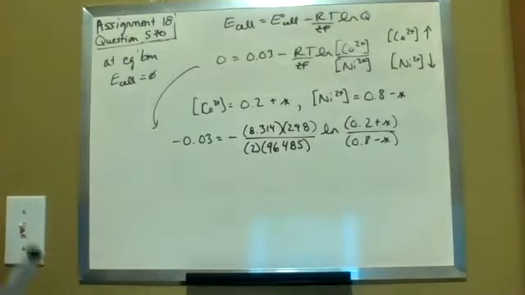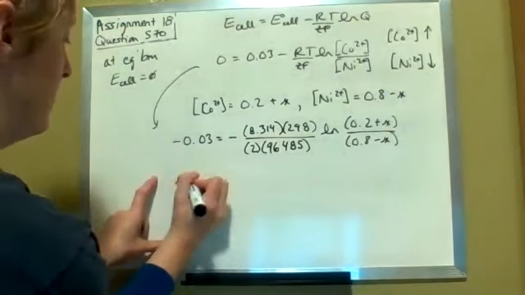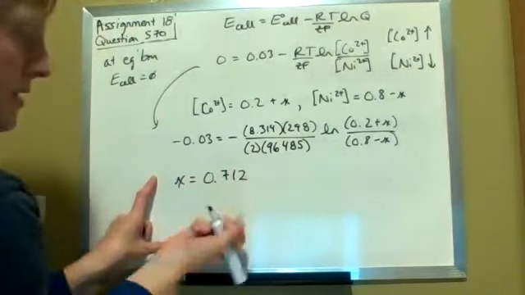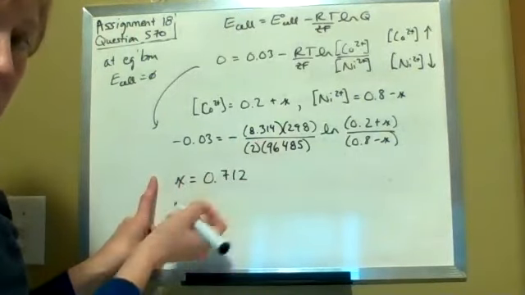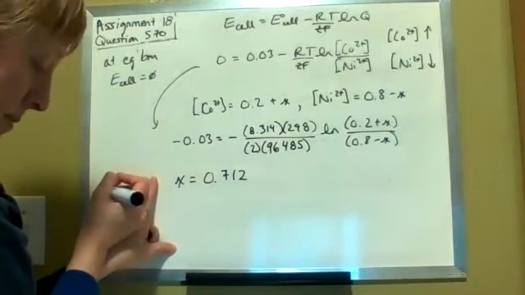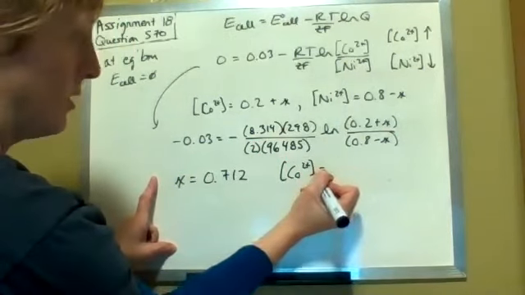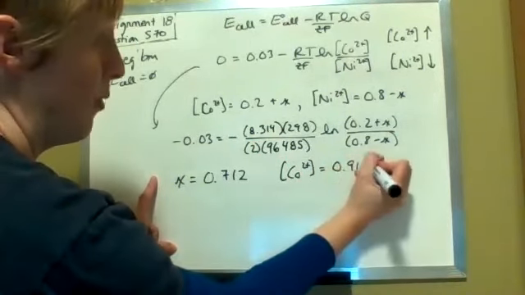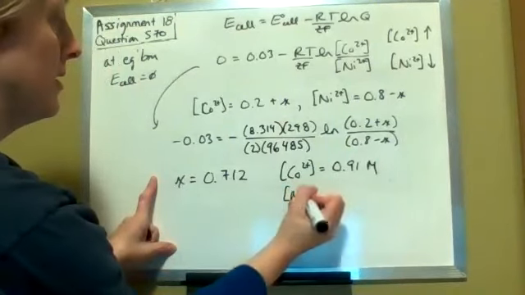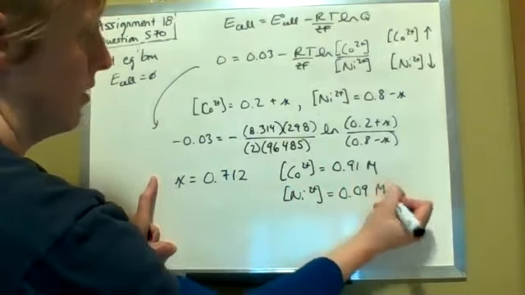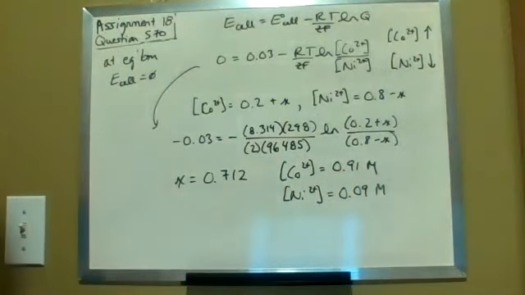There's all the values that we have in there. You're going to go through, solve for X. If you do have problems with that, by all means, ask one of us to go over this with you. I won't write it all out now. When you do eventually find X, you should have a value of about 0.712. It all depends on which numbers you kept, how many decimals you're keeping. So with that, your final concentration of cobalt 2+ should be about 0.91 molar, meaning that your nickel 2+ concentration should be about 0.09 molar. And that's it for this question.